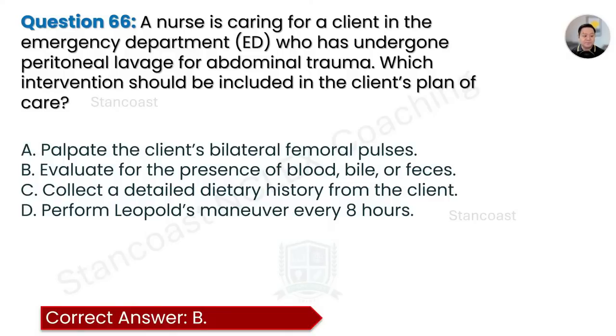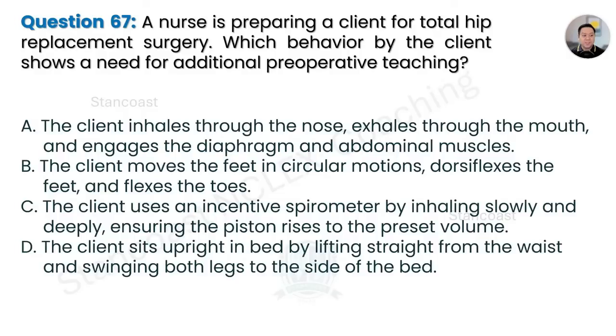Number 67. A nurse is preparing a client for total hip replacement surgery. Which behavior by the client shows a need for additional pre-op teaching? A. The client inhales through the nose, exhales through the mouth, and engages the diaphragm and abdominal muscles. B. The client moves the feet in circular motions, dorsiflexes the feet, and flexes the toes. And C. The client uses an incentive spirometer by inhaling slowly and deeply, ensuring the piston rises to the preset volume. And D. The client sits upright in bed by lifting straight from the waist and swinging both legs to the side of the bed.